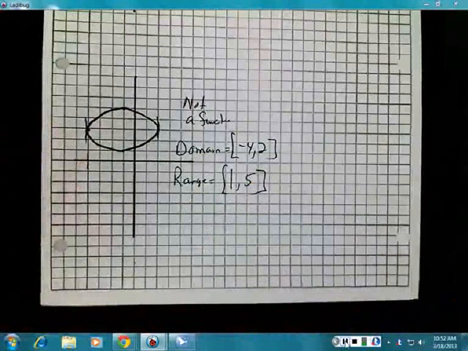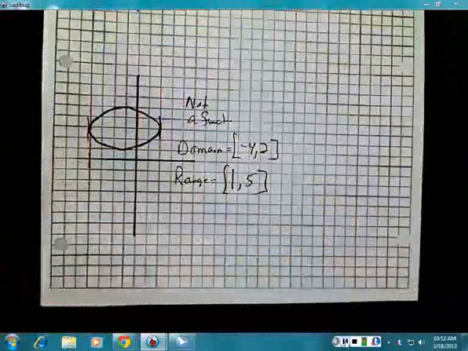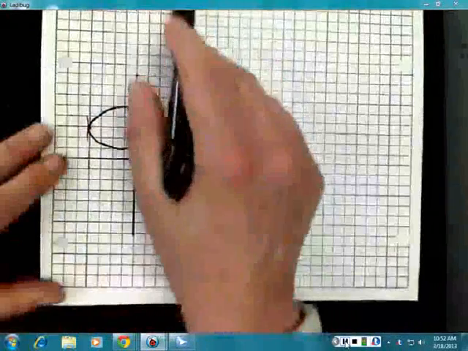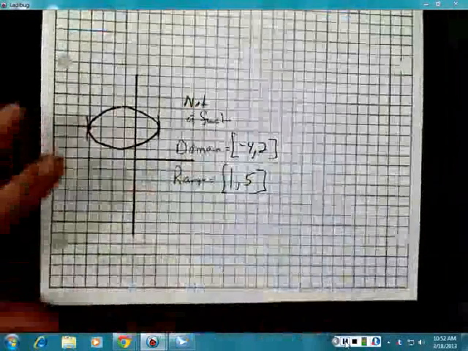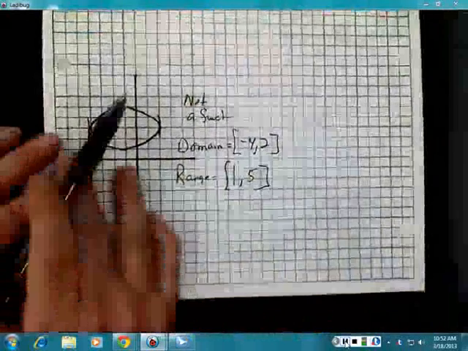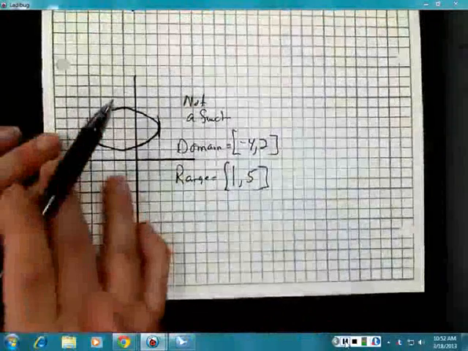And Hawks will give you pictures just like this. It'll ask you if it's a function, and you have to determine. It'll ask you what your domain and range happen to be. So, what do you think? We good with that one? We're good.